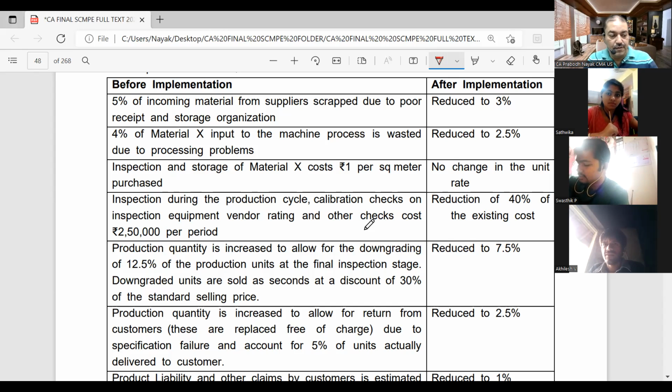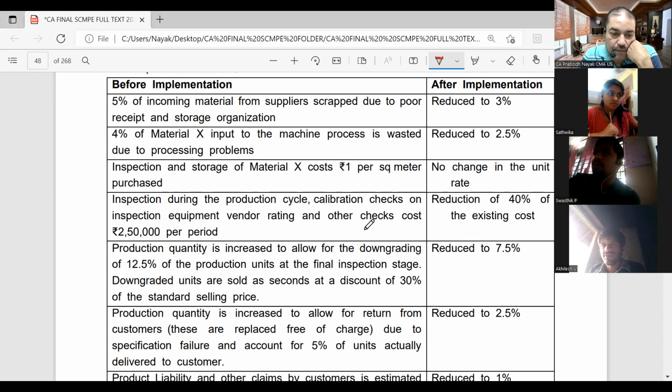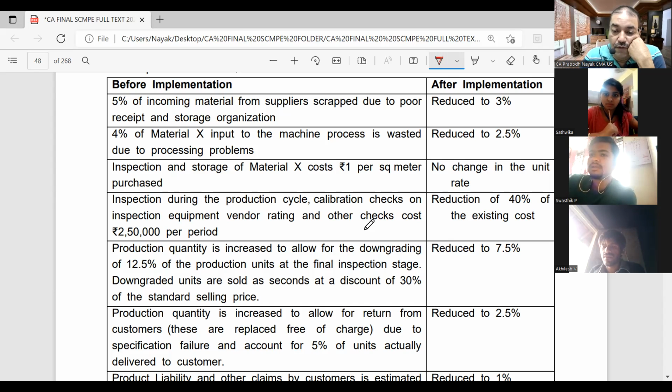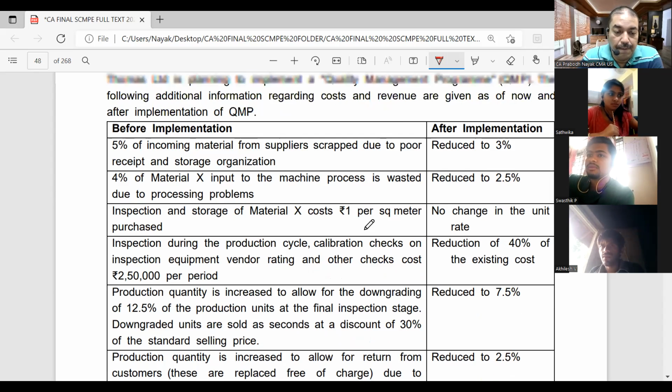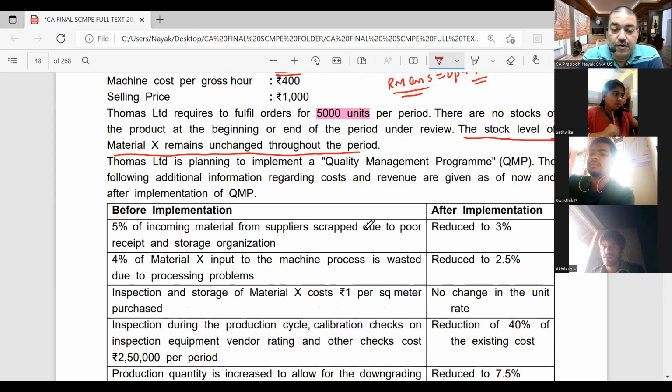First, I have calculated the total cost for this 5,000 units. No, we don't require the cost. We require only the number of units. Okay. Number of units. Yeah, first is 40,000 units. 40,000. No, we are producing only 5,000 units. Output production is 5,000 units. Okay.